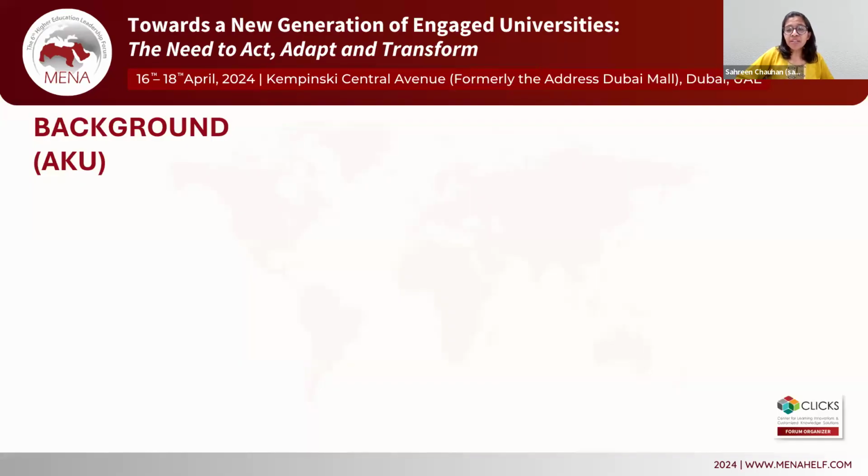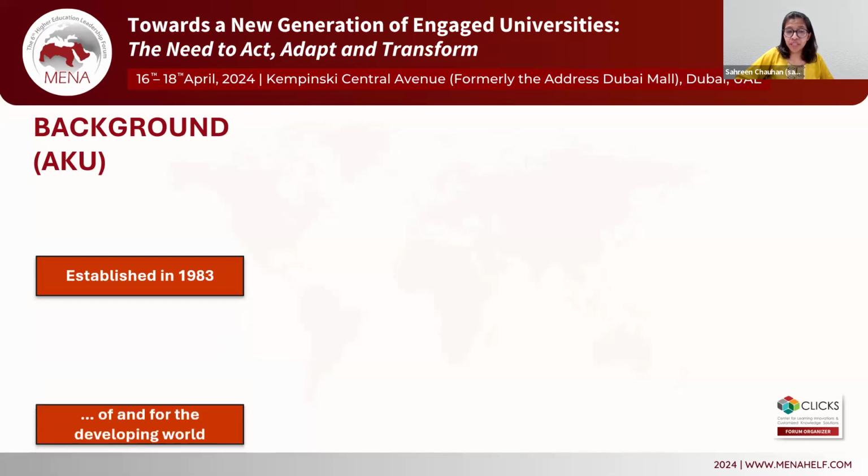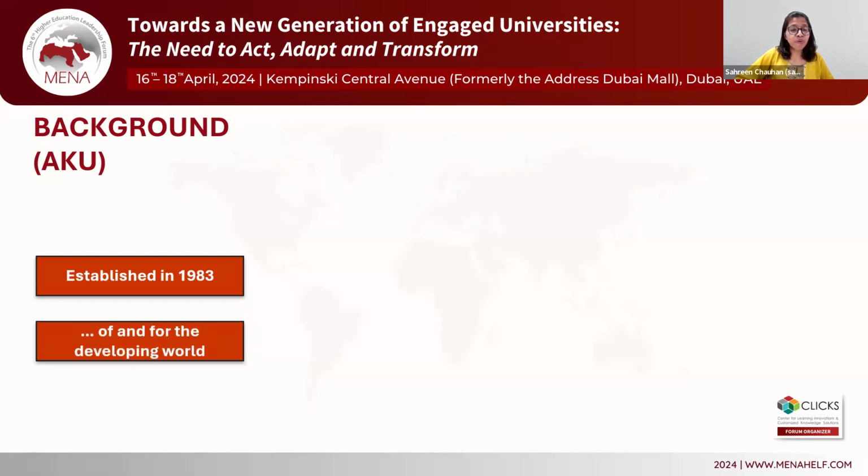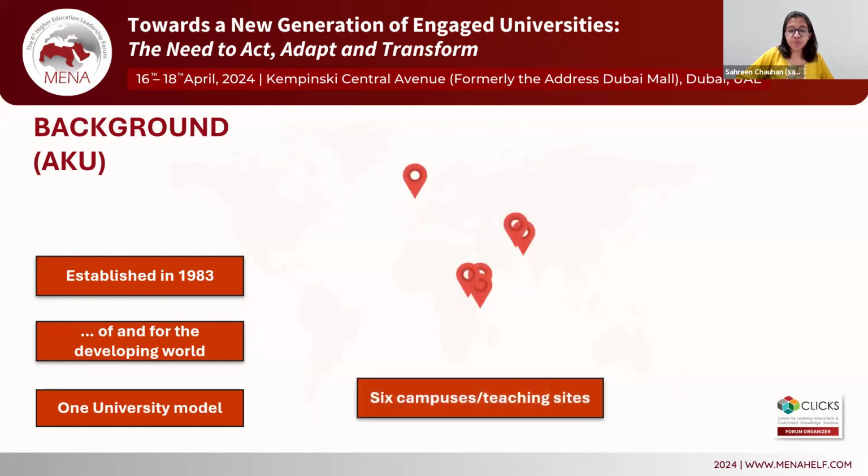So let me begin with giving a background of my institution, the Aga Khan University, which was established four decades ago in 1983. We are a university for and of the developing world, following one university model. Despite being geographically spread across 3 continents and 6 teaching sites in Pakistan, Afghanistan, Kenya, Tanzania, Uganda, and the UK, we are governed by one chancellor, His Highness the Aga Khan, one board of trustees, one president, and one provost.